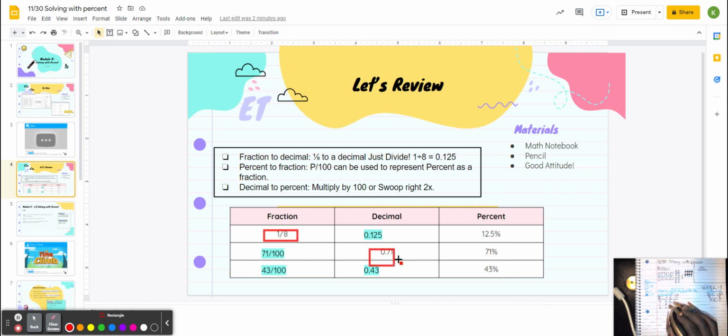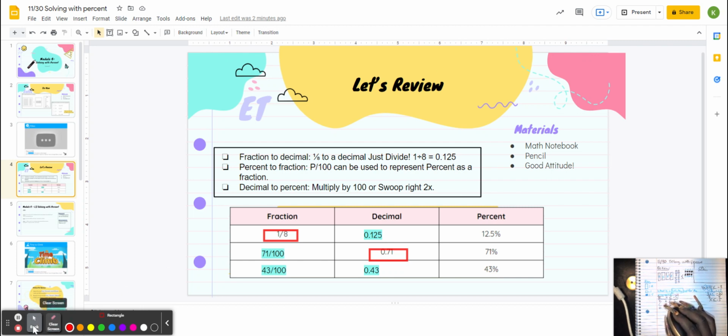Here they give us the decimal of 0.71. Of course, in order to create a fraction from this decimal, we can use place value by seeing that 71 is in the hundredths place, so we can put 71 over 100. And of course, guys, if we ever have any fraction or number that is out of 100, we know that can be written as a percent.